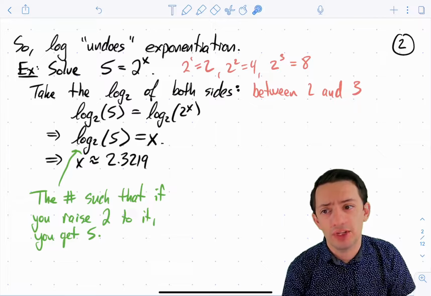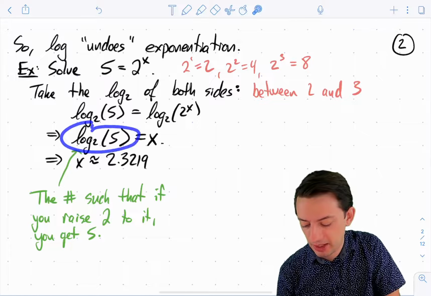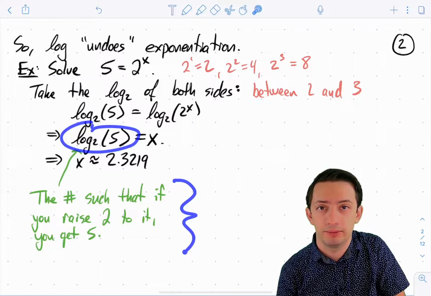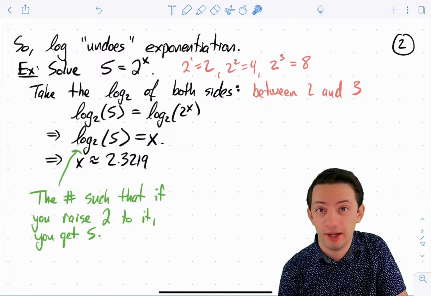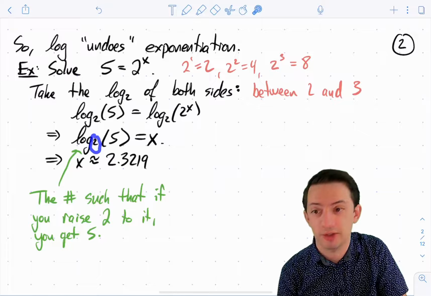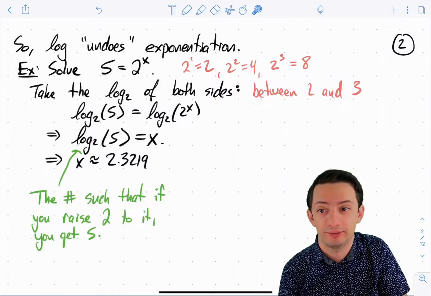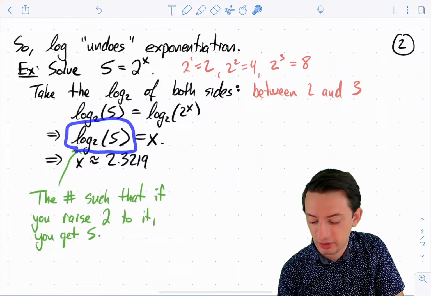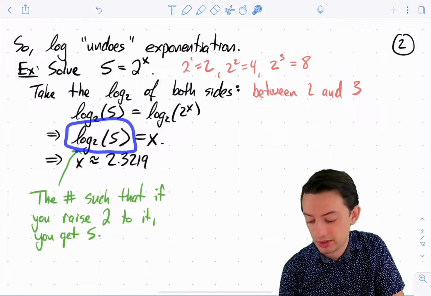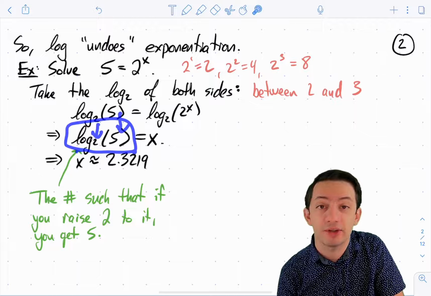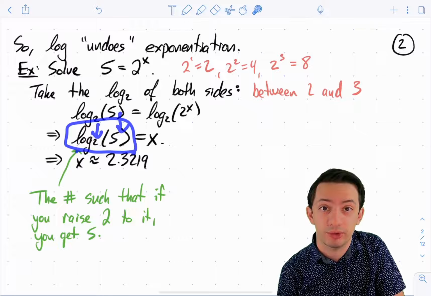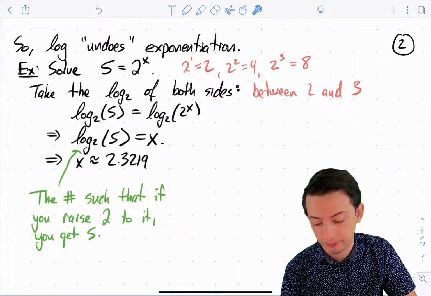For now, you should think about log base 2 of 5 as being this. It's the number, whatever number, such that if you do 2 to the power of that number, the 2 is because that's our base, you get 5. So this number is like asking a question. It says 2 to what power equals 5? And whatever the answer is, that's the numerical value that it's equal to. Okay, moving on.